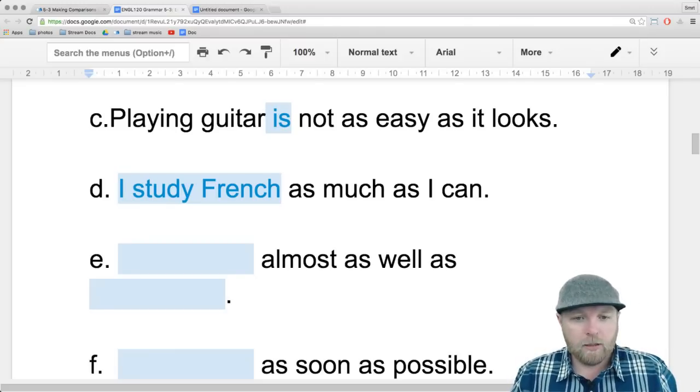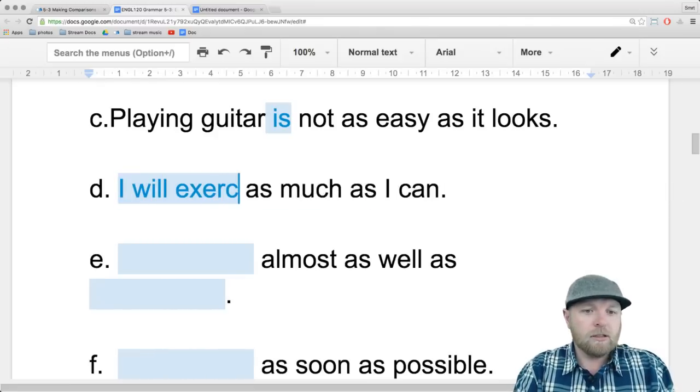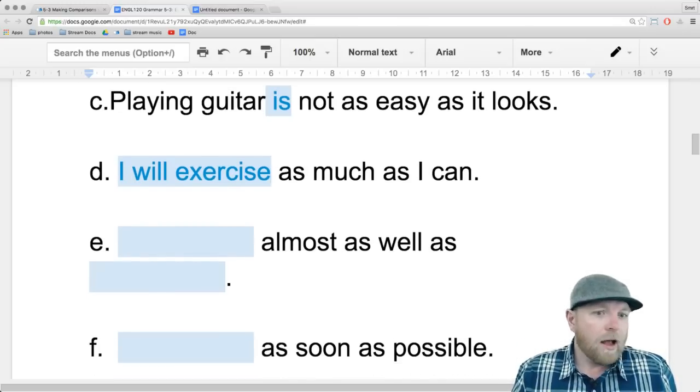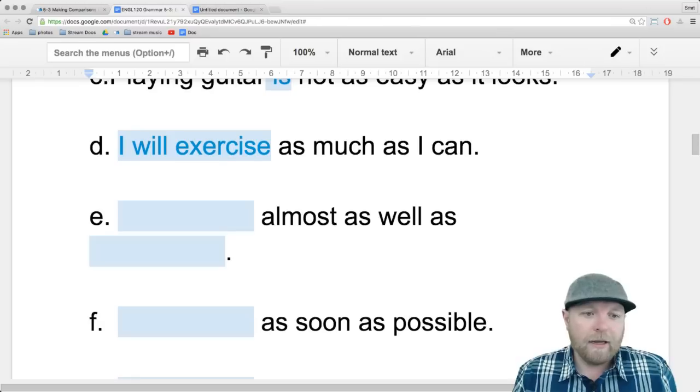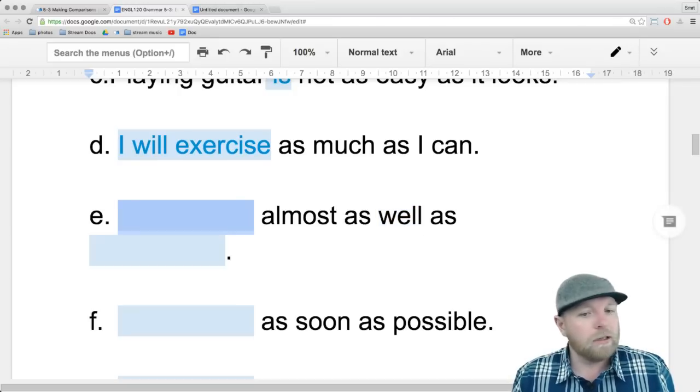Diana, how are you, Diana? I will exercise as much as I can. Yeah, I know, me too. Excellent. Okay, E. This is an adverb, so don't put linking verbs here. Okay, E.